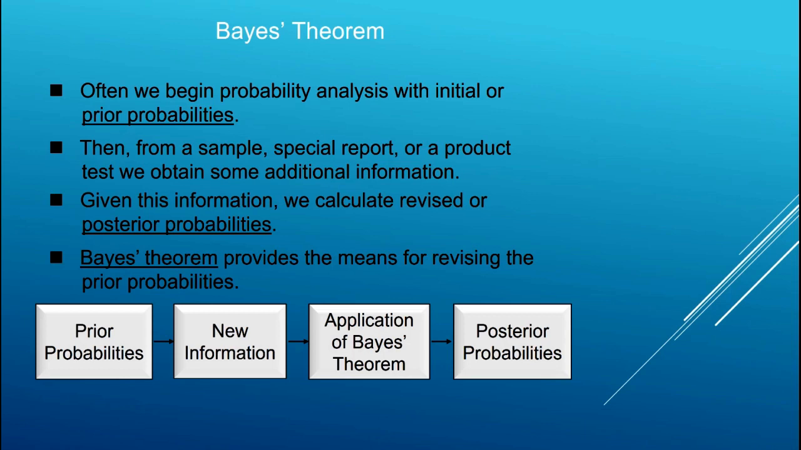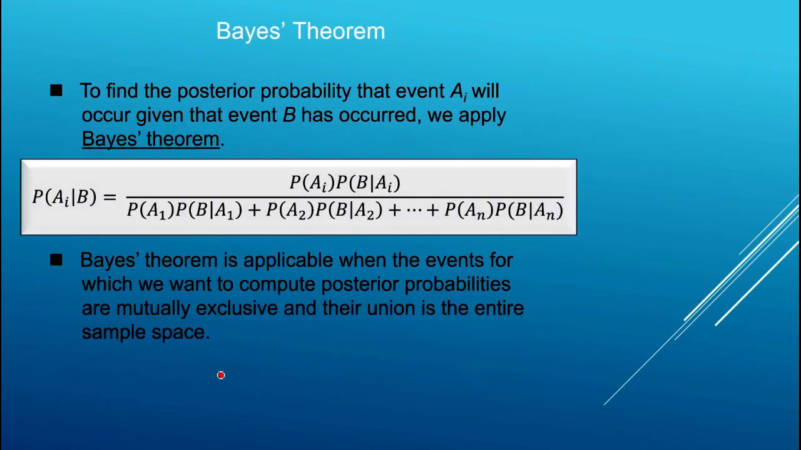Note that this is exactly what I did when I calculated my conditional probabilities. And I updated my information about what box an item came from based on knowledge about whether or not the item was defective or not defective. Bayes' theorem provides a popular formula that's used for revising prior probabilities. Here's the formula, which I know looks a little bit intimidating, but once we've applied it once, I think you will fully understand the application of Bayes' theorem.